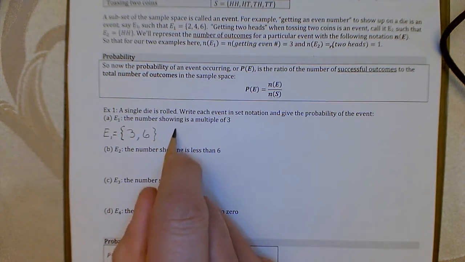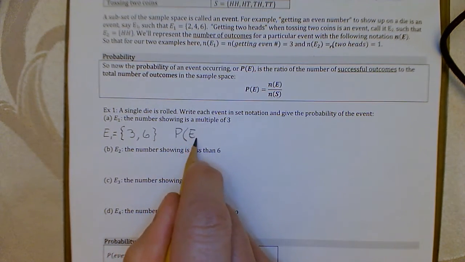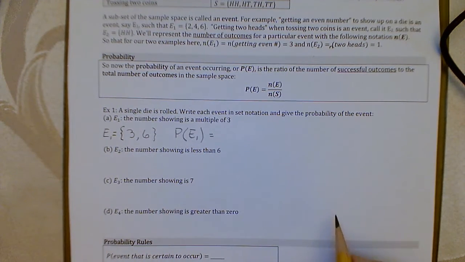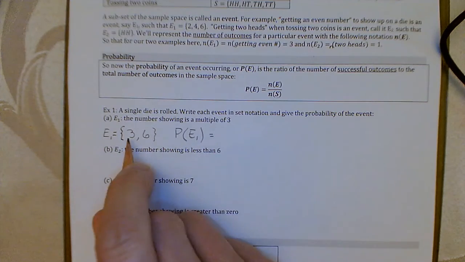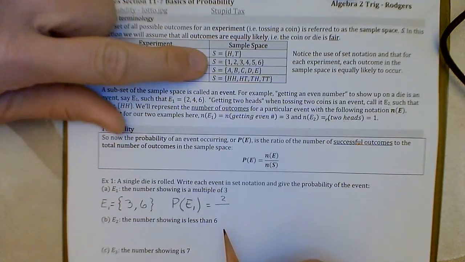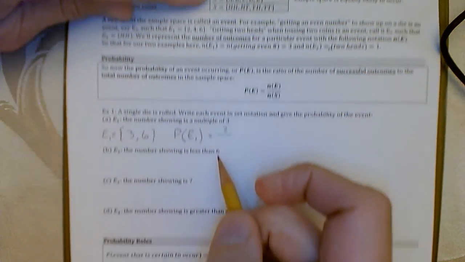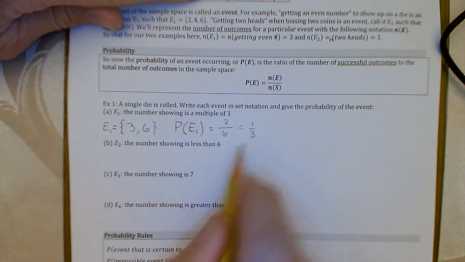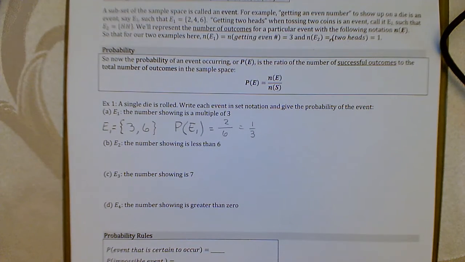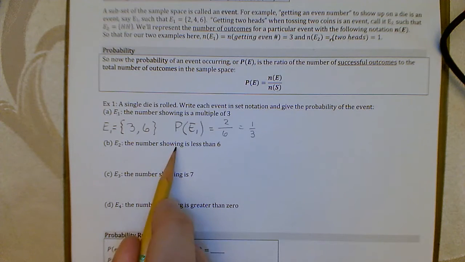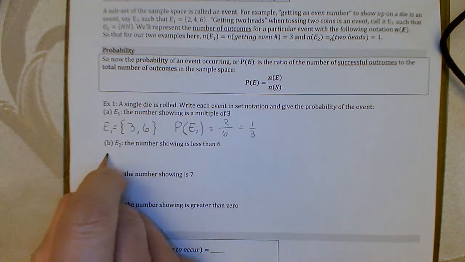So what is the probability of event E1 occurring? All right. So there are two outcomes divided by, if you remember up here, there are clearly 6 outcomes that are possible. So 1/3 is the probability of rolling a die and getting a number that is a multiple of 3. All right, B, event 2, the number showing is less than 6.